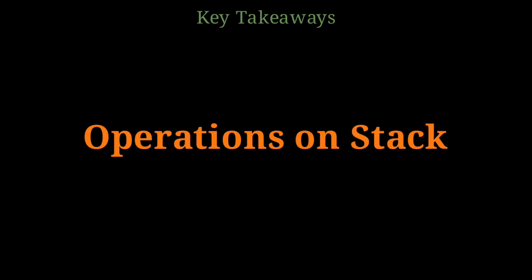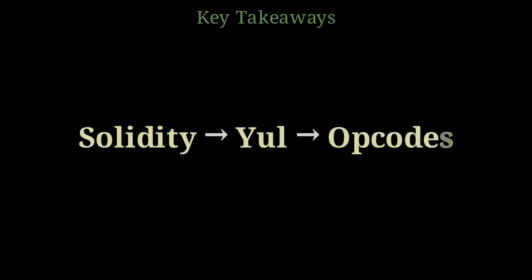Let's recap what we've learned. The EVM is a stack machine. All operations happen on the stack. Push values on, call an opcode, get results back. And remember, Solidity gets compiled to Yul if optimization is enabled, which maps to opcodes that execute on the EVM stack. In our next video, we're going to explore memory and storage, two other critical components of the EVM.